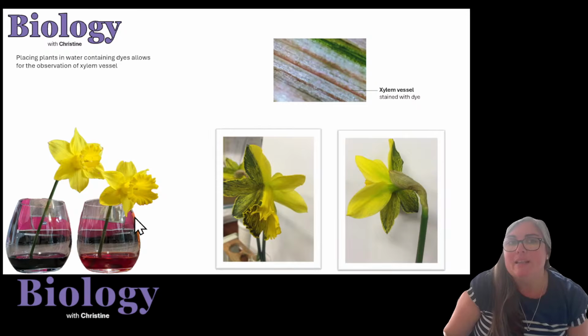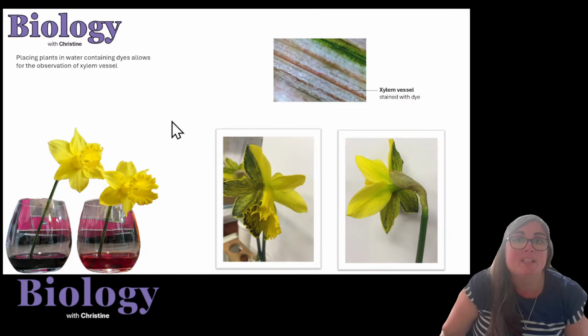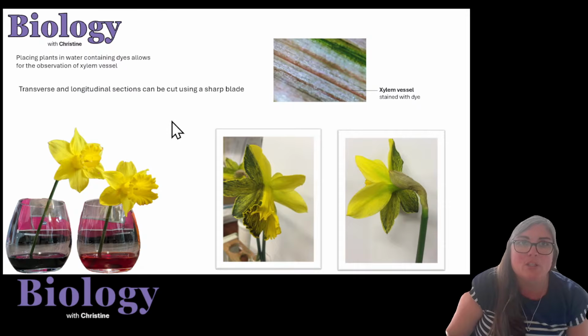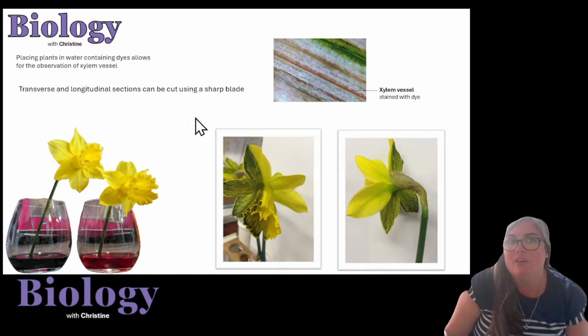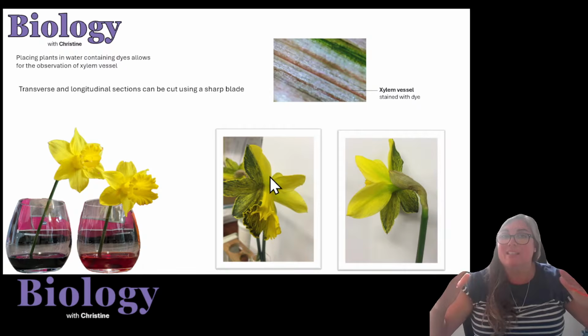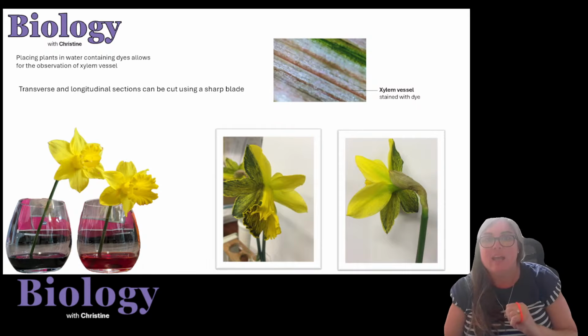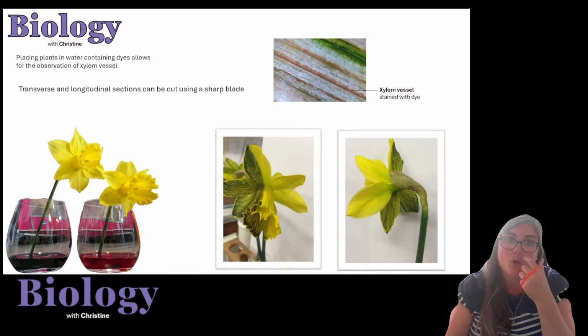Now, if we're going to dissect the plants, if we're wanting to observe the movement of the liquid through, we can either do a transverse or a longitudinal section. And in this case, with the daffodils, what we did is we split the daffodil stem up. We put half in a dye and half just in distilled water.